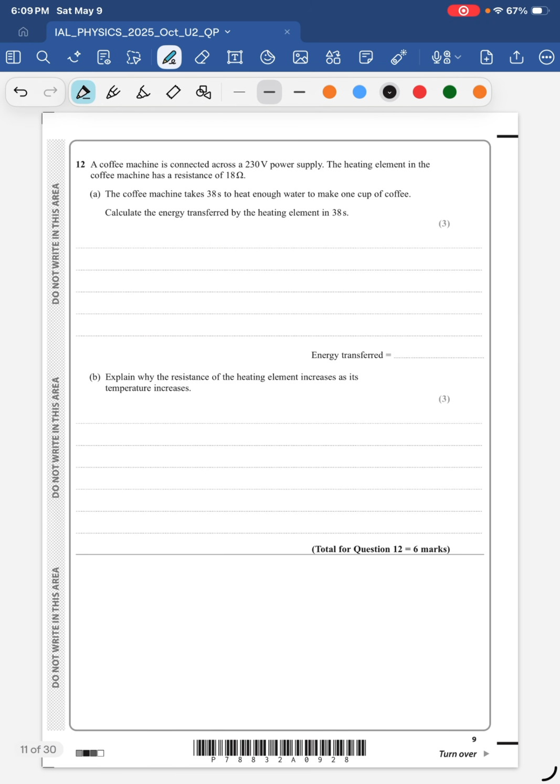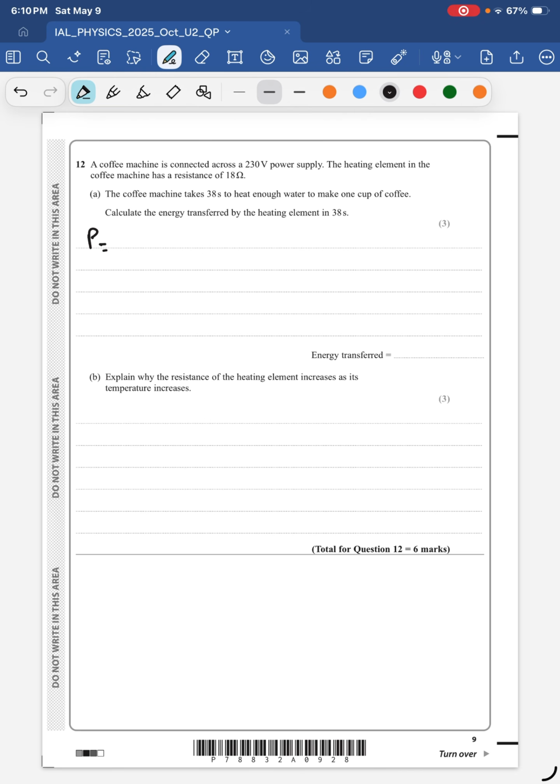Okay, let's move on. Question 12. A coffee machine is connected across a 230 volts power supply. That's the voltage, sorry, that's the potential difference used in Cyprus as well, but I believe in the UK as well. Let me know in the comments. Let me know actually the potential that you have at your homes. So the heating element in the coffee machine has a resistance of 18 ohms. The coffee machine takes 38 seconds to heat enough water to make 1 cup of coffee. Calculate the energy transferred by the heating element in 38 seconds.